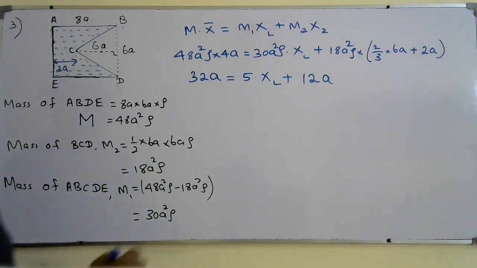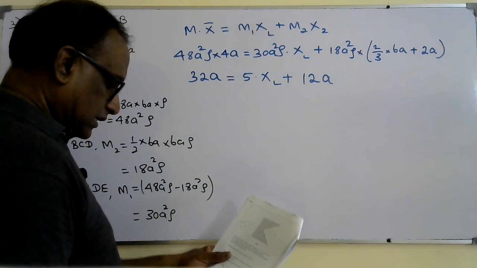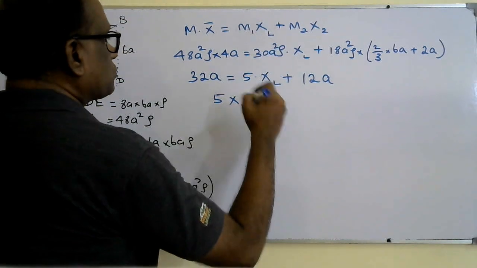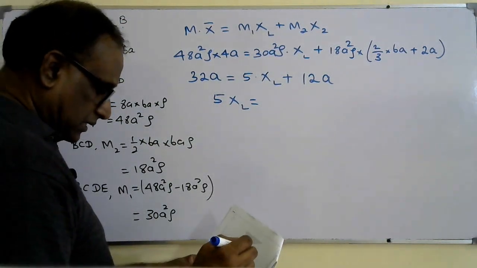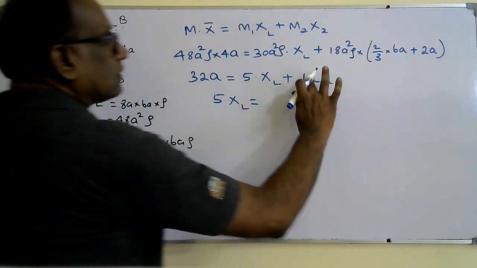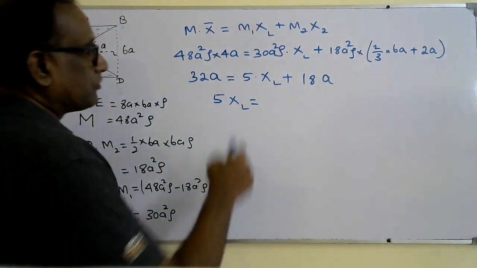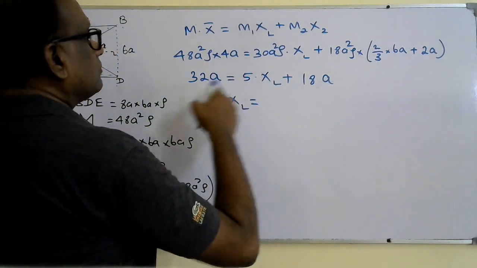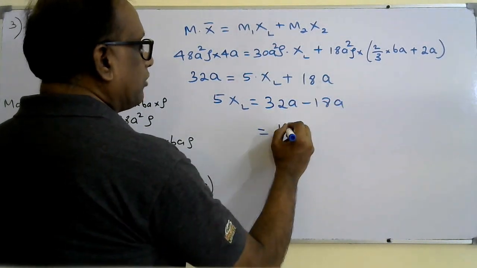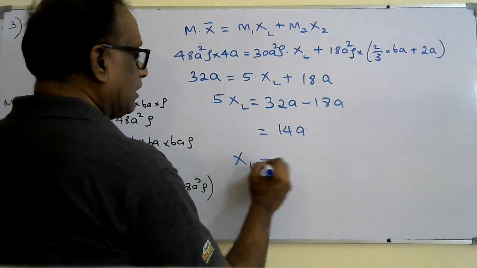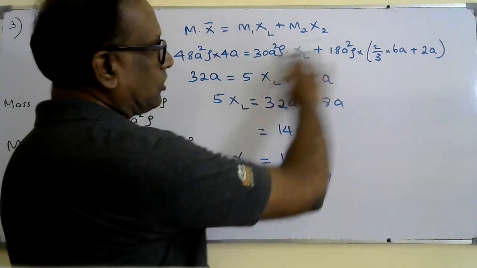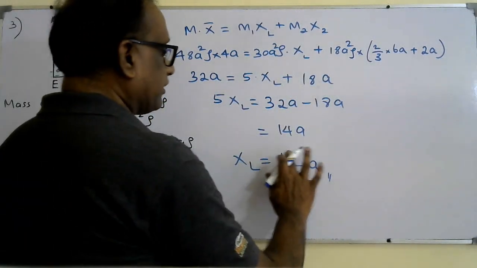Okay, so 5 XL is equal to 32 minus 12, check it, it will be 18a. Okay, now correct. So 5 XL is equal to 32a minus 18a, so that's going to be 14a. So XL will be equal to 14 over 5a. Nothing, just normal. If we solve it carefully, that's right. 14, sorry, not 15, 14.